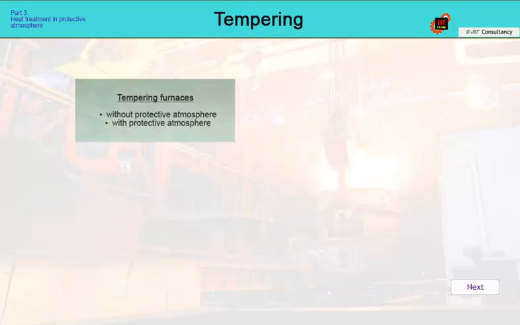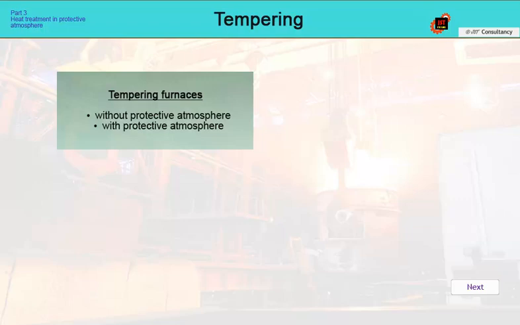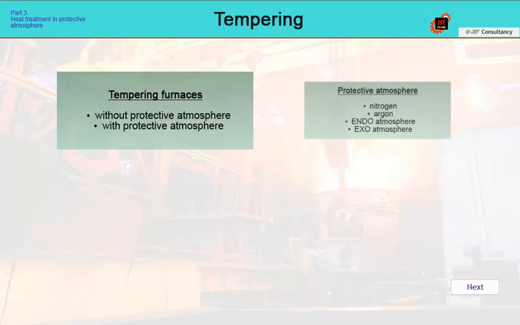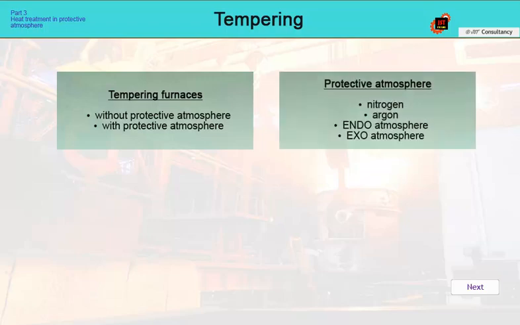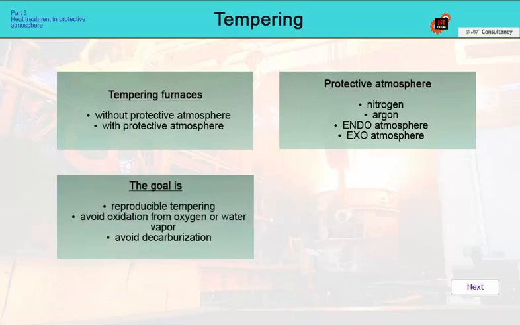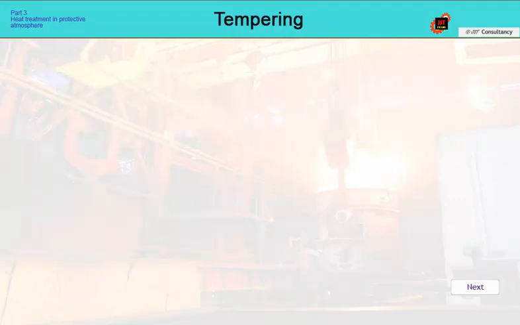Tempering furnaces come in various forms. They can be without a protective atmosphere, or they can work with nitrogen, argon, endo, or exo atmosphere. There are many options. However, the important goal is correct and reproducible tempering of parts, while at the same time preventing oxidation by oxygen or water vapor contained in the air, or avoiding surface decarburization by air. Atmospheres for tempering are mainly neutral. In some cases, they are intended for reducing of oxygen or water vapor in the hot zone.